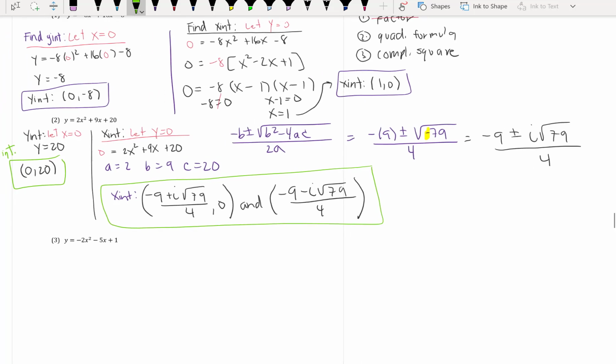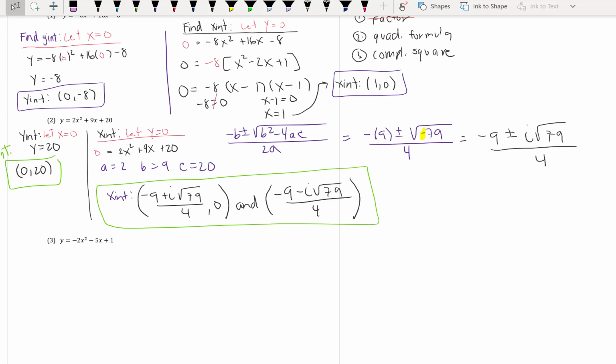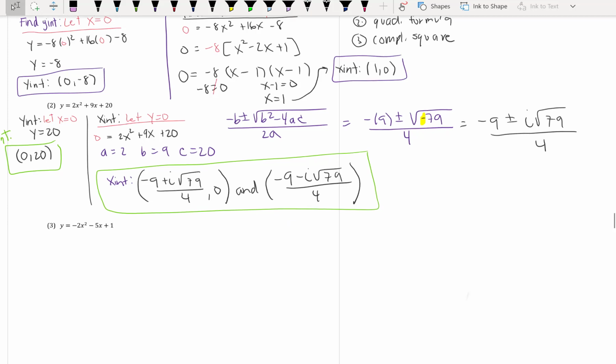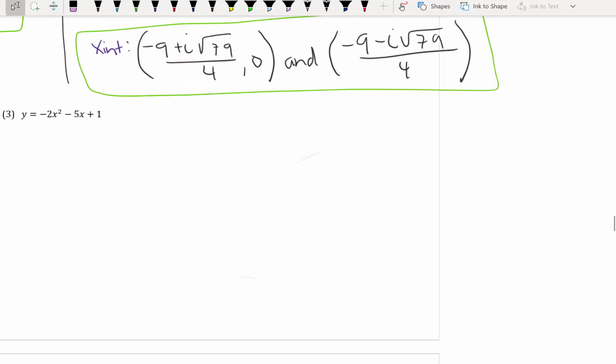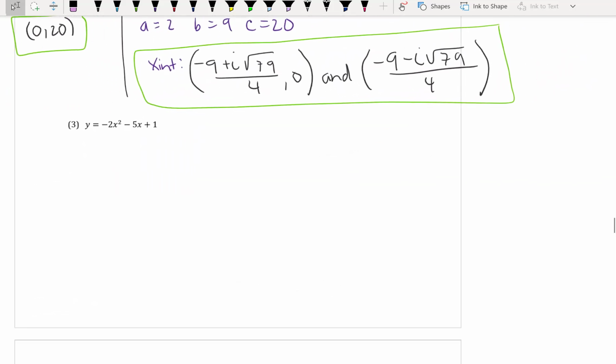So that ends up becoming my x-intercepts. My x-intercepts here become imaginary. So I have imaginary x-intercepts. Okay, well, let's see what happens with number 3.